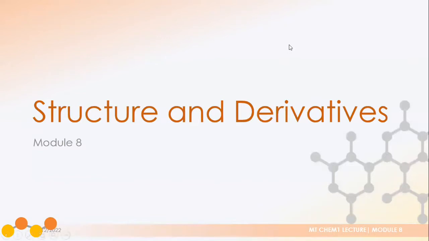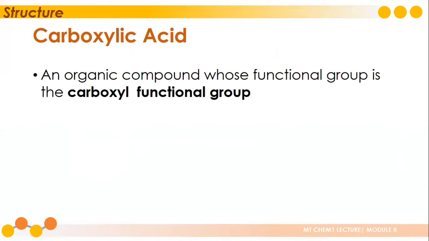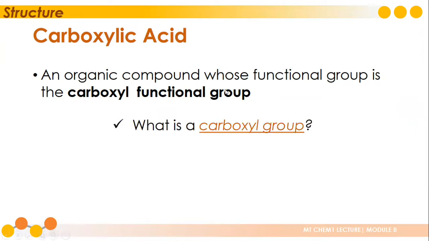Let's start with the structure and derivatives. Now, carboxylic acid is an organic compound whose functional group is a carboxyl functional group. If you remember in the past module, you talked about the 2 families of compounds, which are aldehydes and ketones. The functional group of aldehydes and ketones is a carbonyl group. Carboxylic acid, on the other hand, has a carboxyl functional group. But what is a carboxyl group?